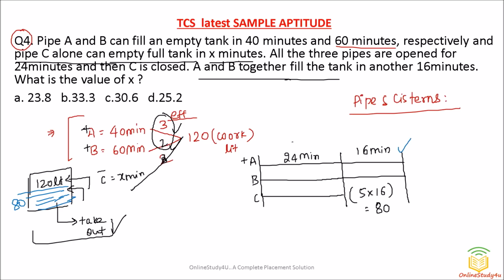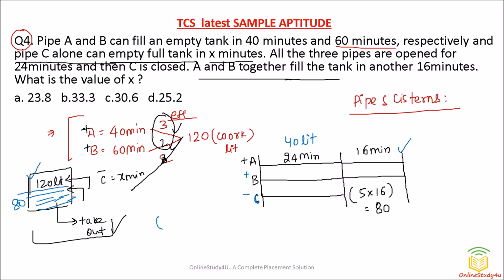So in the first 24 minutes, what would have happened, friends? Only 40 liters would have got filled, because the tank's total capacity is 120 liters. A and B will fill, but C, what would it have done? C would have removed water.